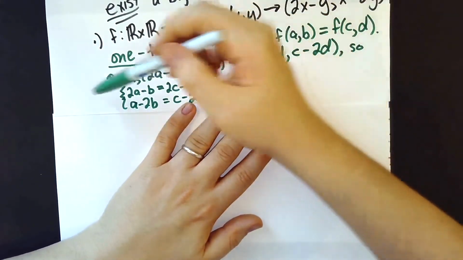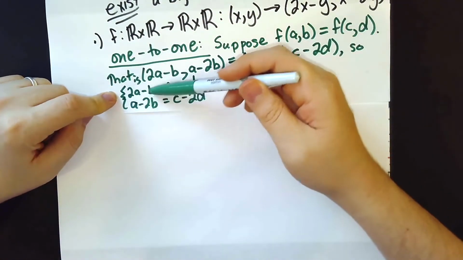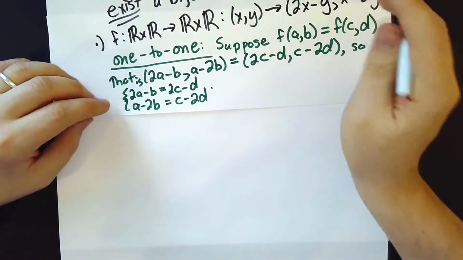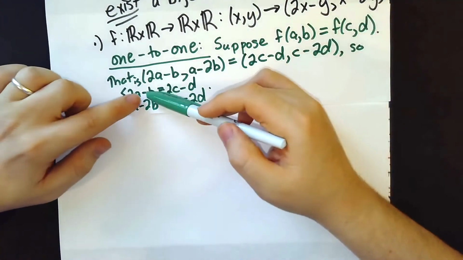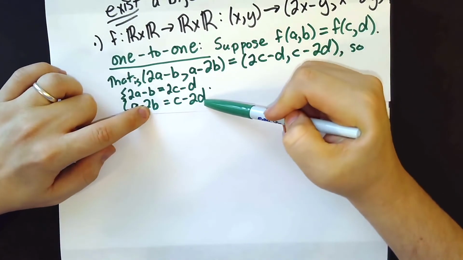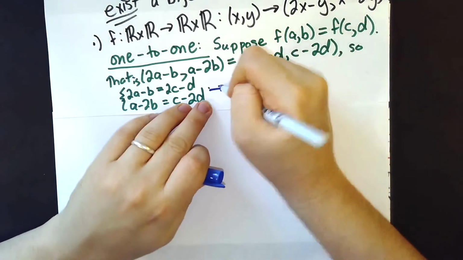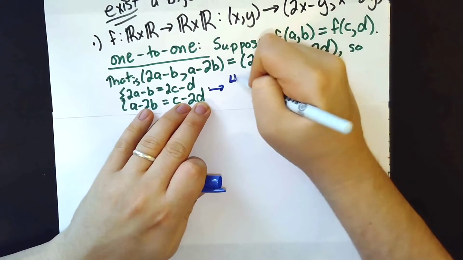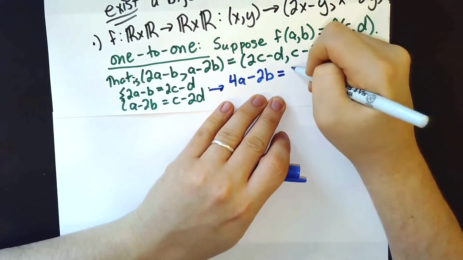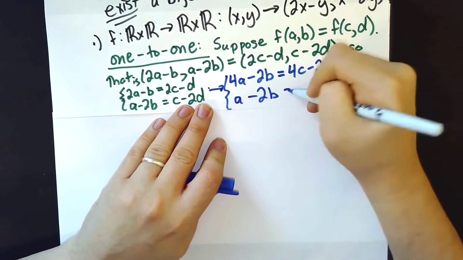Namely, I notice if I multiply the top equation by 2, that is also going to involve a 2b, and also a 2d for that matter. And then I'm going to be able to cancel that 2b and that 2d with this 2b and this 2d. So I am rewriting this system of equations as 4a minus 2b is equal to 4c minus 2d, and I'm leaving the second one the same.